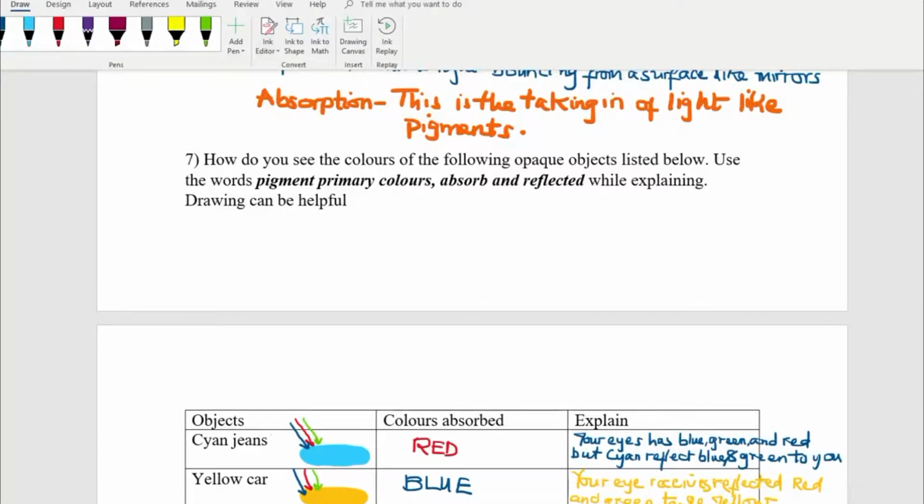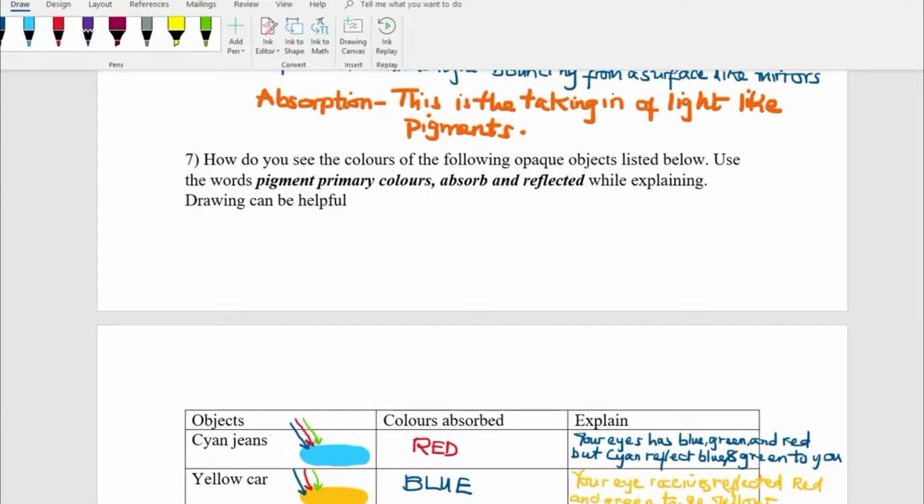Continuing from a previous video where we looked at numbers 1 to 6, which involves more about luminous objects and how they actually produce light, and a little bit about non-luminous objects and pigments. In here we're going to look at number 7, which is how do we see the colors of the following opaque objects listed below. Use words like pigments, primary colors, absorbed and reflected while explaining.